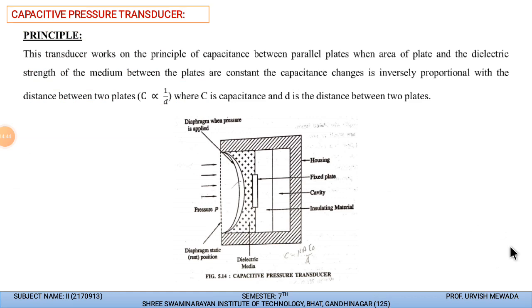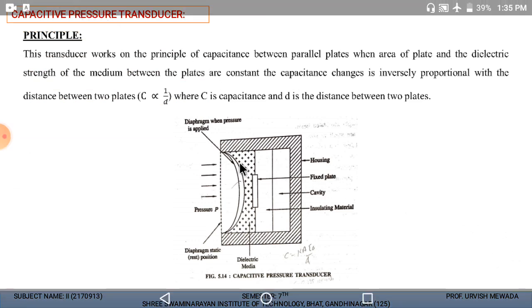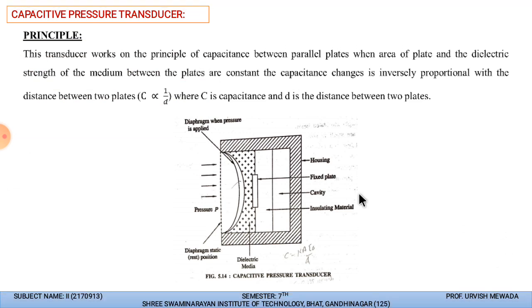Starting with the principle of this capacitive pressure transducer. As we all know, the capacitor's capacitance depends upon the area of the plate, the distance between two plates, and the dielectric medium which we use in between two plates. So we are going to use the same principle here for the pressure measurement. The transducer works on the principle of capacitance between parallel plates. When the area of the plate and the dielectric strength of the medium between the plates are constant, the capacitance is inversely proportional to the distance.